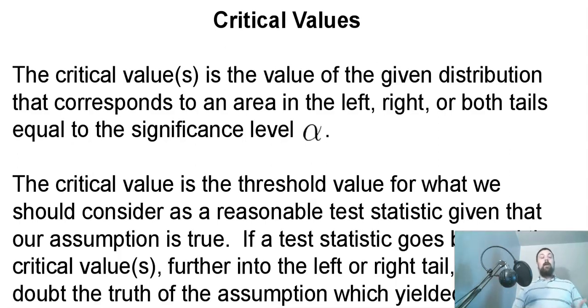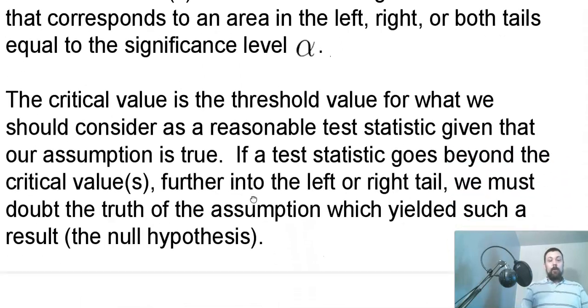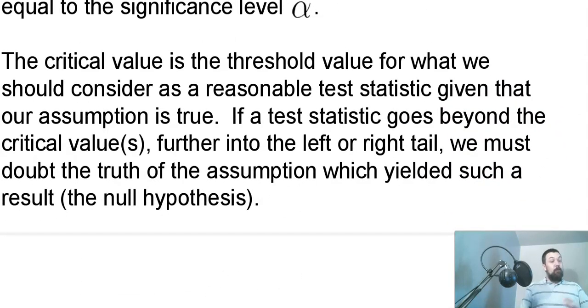The critical value is the threshold value for what we should consider as a reasonable test statistic, given that our assumption is true. If a test statistic goes beyond the critical value, further into the left or right tail, meaning it's more extreme than the critical value, we must doubt the truth of the assumption which yielded such a result, which means we would doubt the null hypothesis, which means we reject the null hypothesis. So the critical value is where we're drawing the line. It's how we determine what's ordinary, usual, typical versus what's too extreme to continue to accept the assumption that we were making.